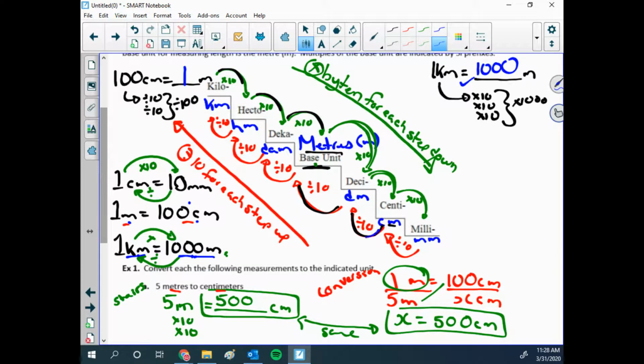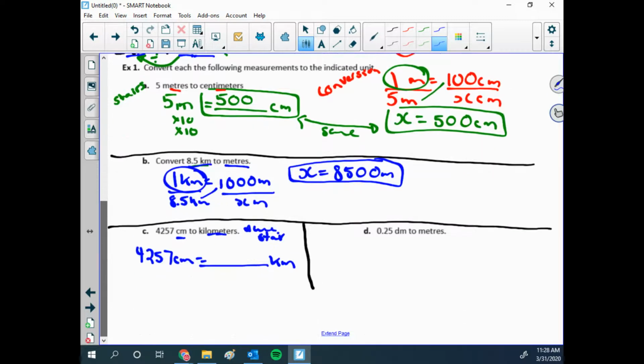I'm going to divide by 10 once, twice, 3, 4, 5 times. So I'm dividing by 10 five times, which is the same as dividing by 10,000. So 4,257 divided by 10,000 is going to give me 0.04257.